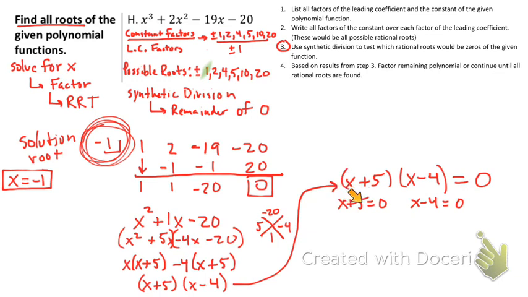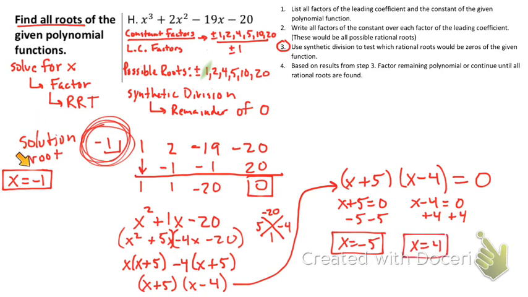So if I solve for x here, subtract 5 from both sides. x equals negative 5. We found a second solution. Add 4 here. x is equal to 4. And then if you recall, we still have our original solution, negative 1. So I'm going to put that here because it's an answer. x equals negative 1. We have just found every single root.